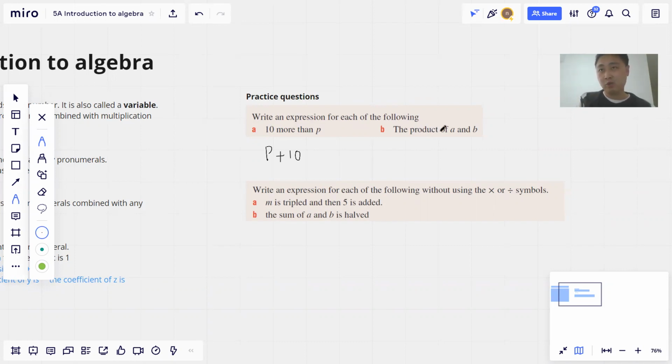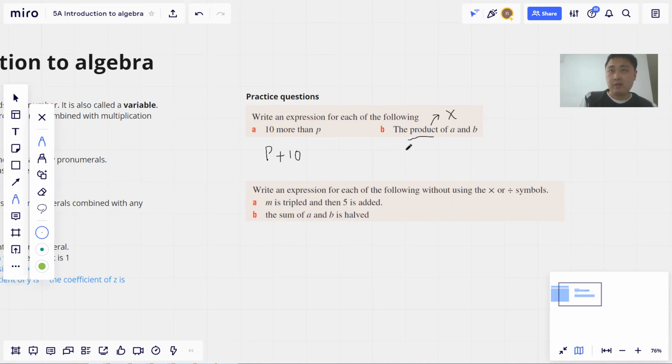So we need to find the product of a and b. Please type it in the chat. So what is the product of a and b? Product means multiplication. So basically it's a times b. Thank you, Ethan.